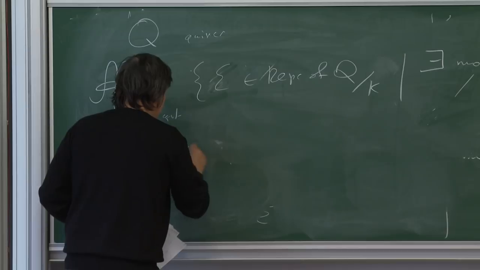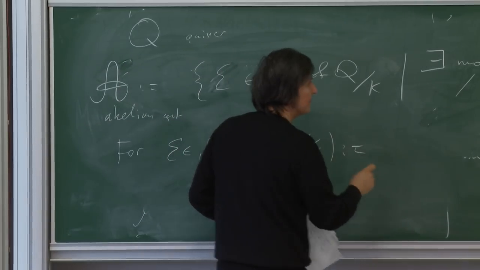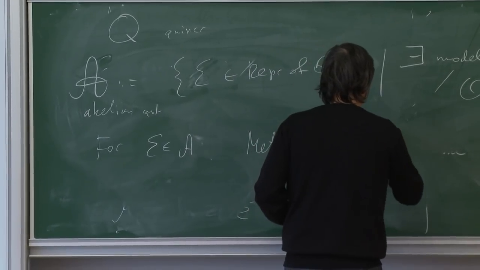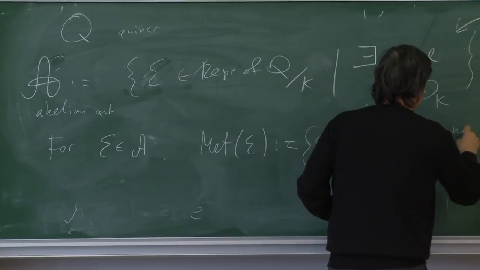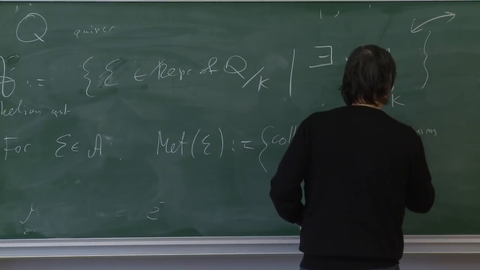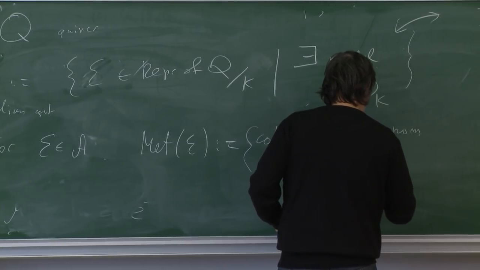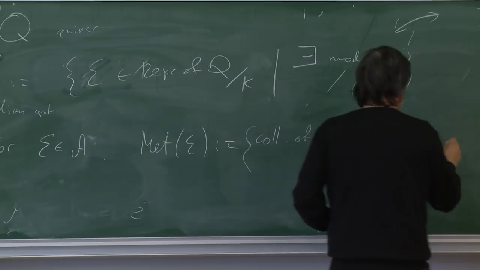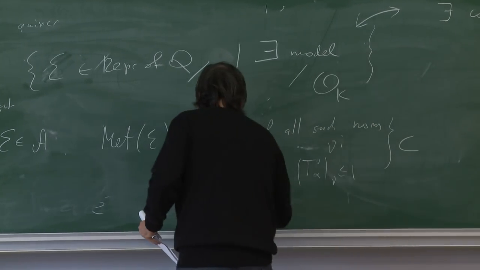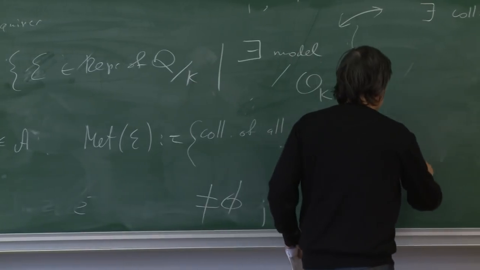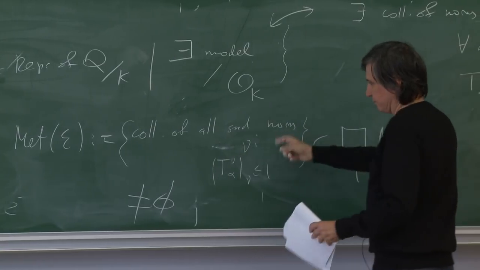For E in A, define the metrization of E. This will be the collection of all such norms nu_I satisfying this condition, that the norm of T_alpha is less than 1. It's not arbitrary norms, but the main thing is that it is not empty. It's a subset of the product over I of metrizations of E_I, because we get this constraint.